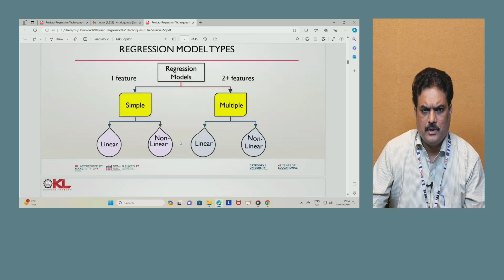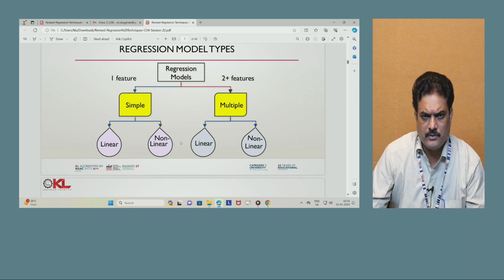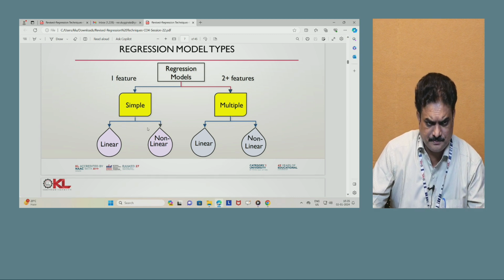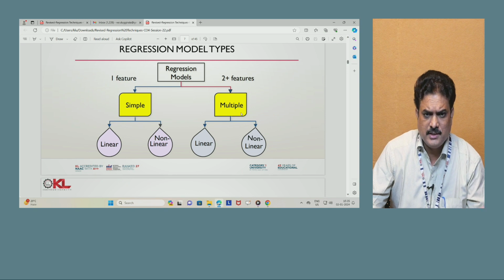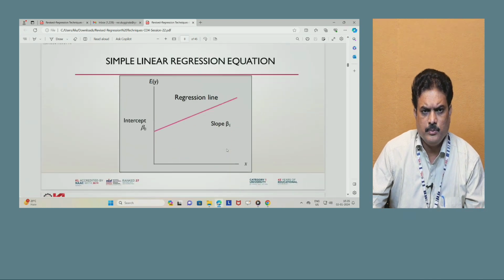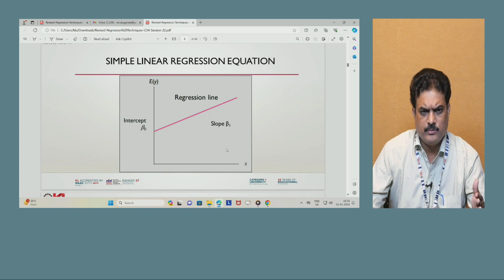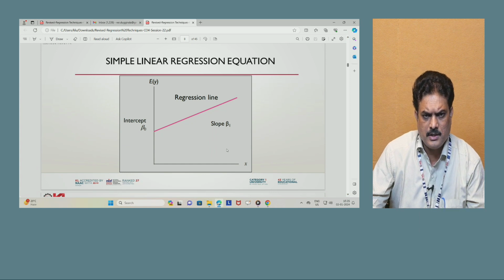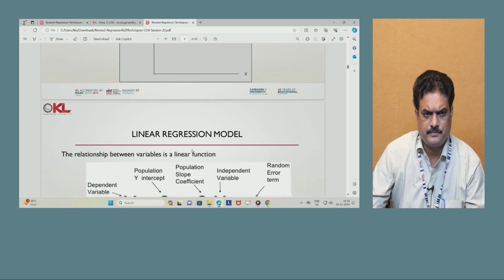Regression model types. Here the regression models are classified by features: simple features, simple regression models, and multiple features, multiple regression models. Simple is linear and non-linear, and multiple regression models are also classified as linear and non-linear. Simple linear regression equation: here we have the intercept, the x and y axes, the slope and the regression line. So this is the prediction of the regression line.